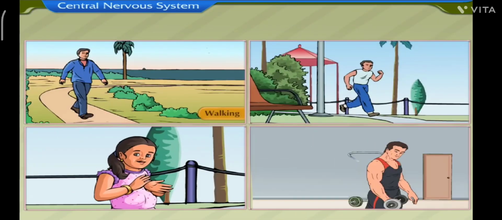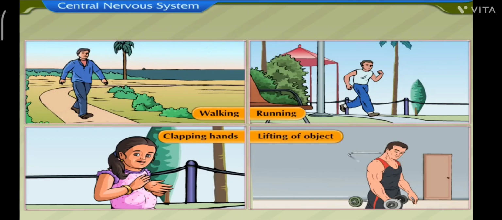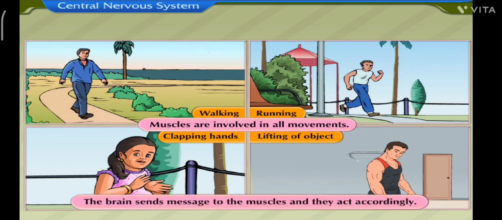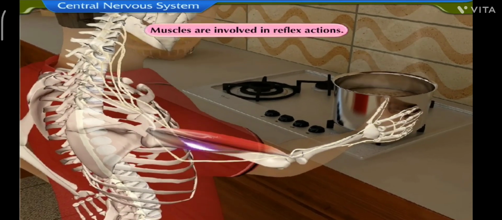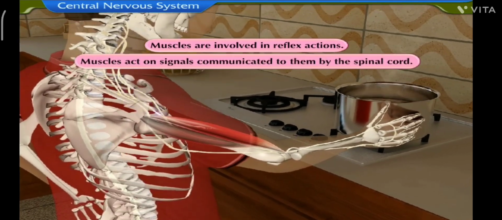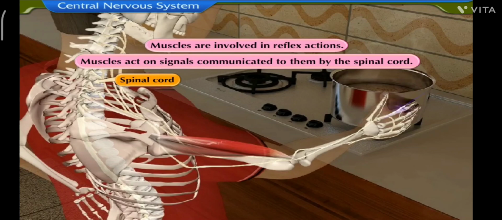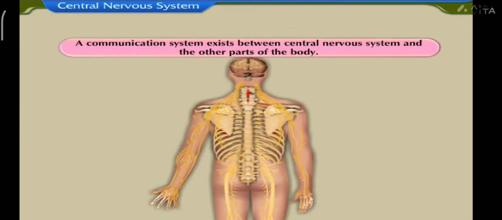Many of our actions like walking, running, clapping hands, or lifting an object are voluntary in nature. We think before doing them. Muscles are involved in all these movements. The brain sends messages to the muscles and they act accordingly. In a reflex action also, the muscles are involved but they act on the signals communicated to them by the spinal cord.